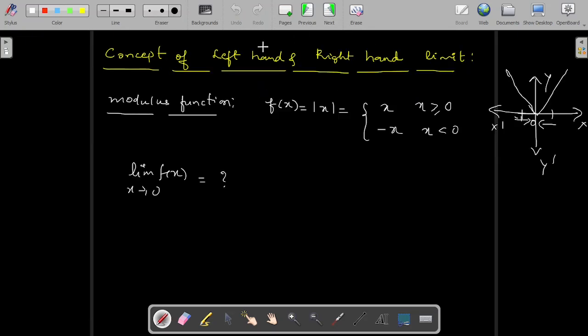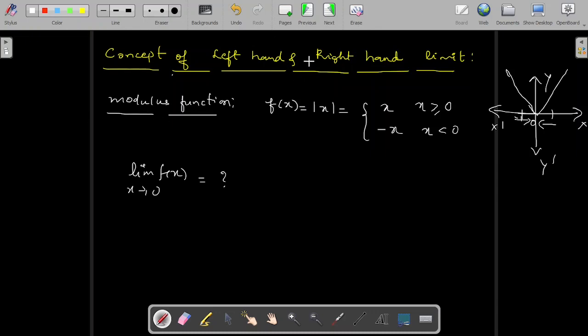Next is the concept of left hand and right hand limit. So far we directly applied the value of the variable, as x tends to a, we applied x equal to a directly and found the value of the limit. That is because from both the left hand side and right hand side it was approaching the same value, since one single function was given.